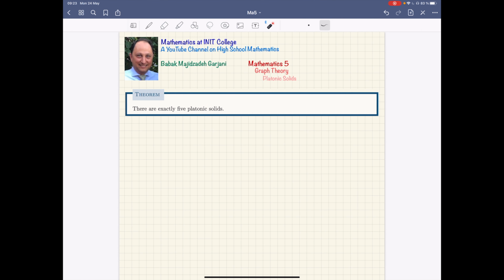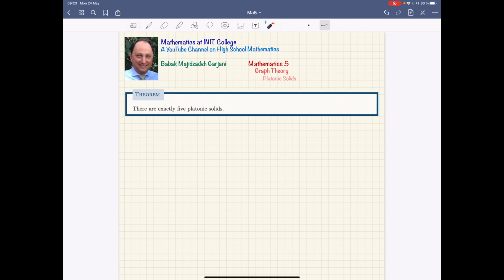But there is a very interesting thing. There are exactly 5 Platonic solids. Yes, it's very important to understand this. So you cannot have more than 5 types of regular polyhedra.